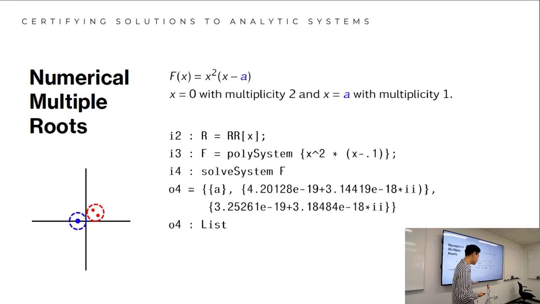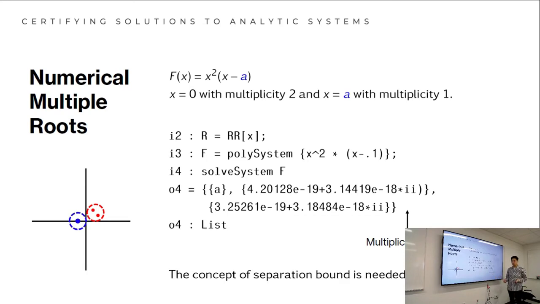Which means that if you solve the system using a numerical solver, we don't know what the multiplicity is. It can be understood as two or it can be understood as three. So that's the reason that we need to think about the concept of separation bound. Because we want to isolate our multiple roots, and we want to guarantee that other roots are actually outside of the separation bound.